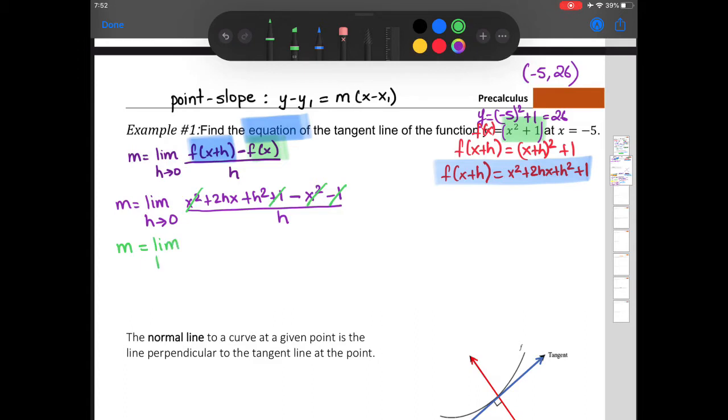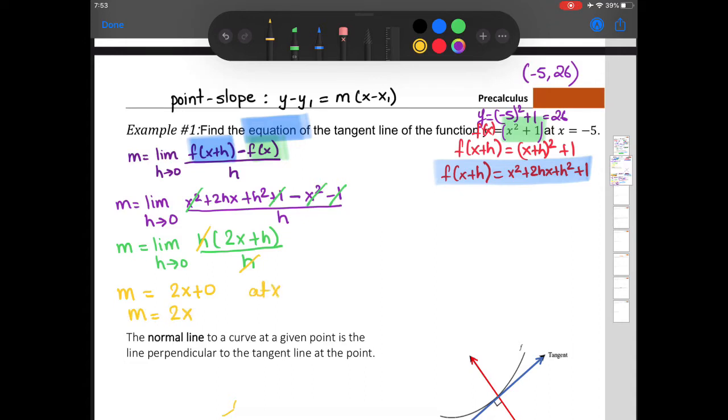So what do I do? I'm going to factor out my h, and I'm going to be left with 2x plus h over h. What happens here? My h cancels out, so now I don't get a denominator of 0, right? I can avoid that. And now I'm going to substitute h with 0. So I get 2x plus 0. So this is it, right?